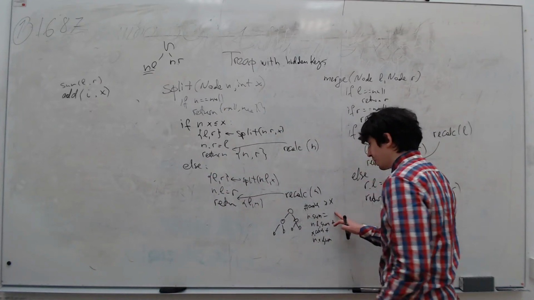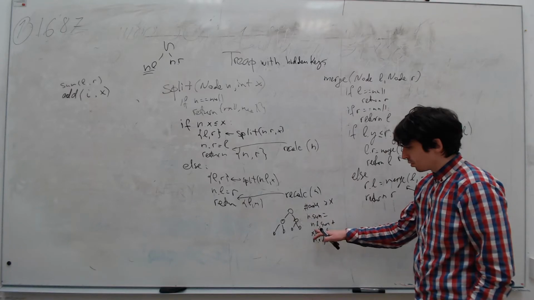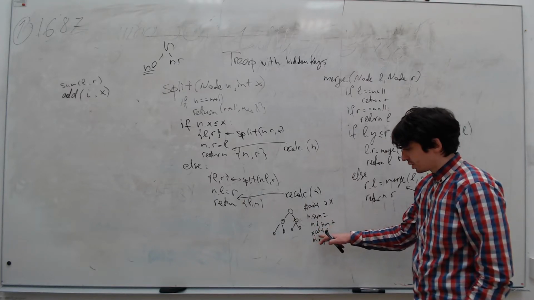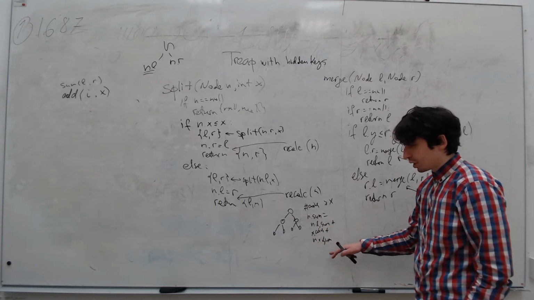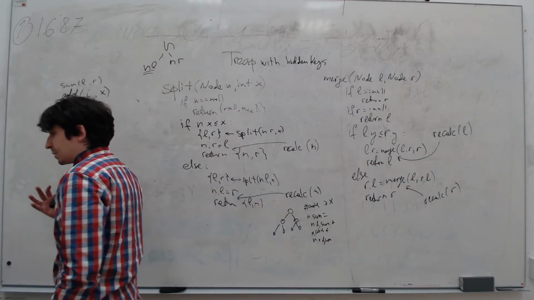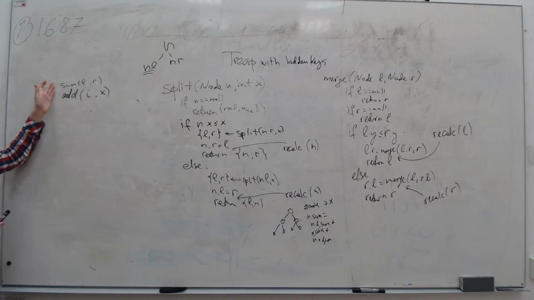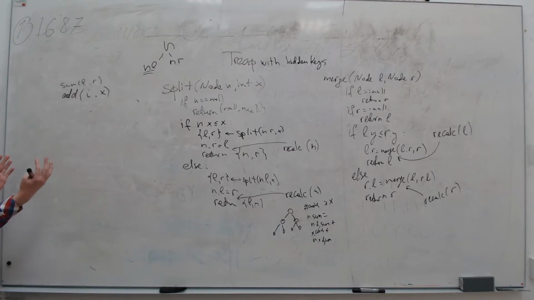So remember that our rebuilding function is n.sum equals n.left.sum plus x.coins plus n.right.sum. Okay, let us work together and understand how to do this. When we want to get the sum from L to R, we make two splits and get exactly the proper tree that contains only elements from L to R.